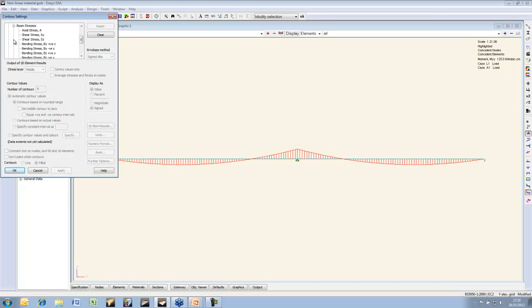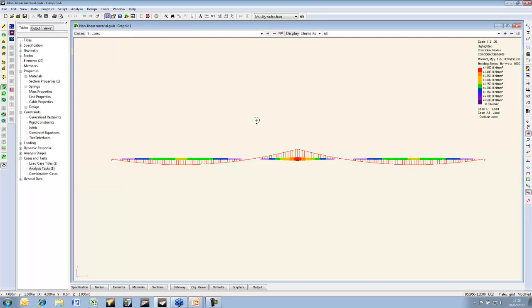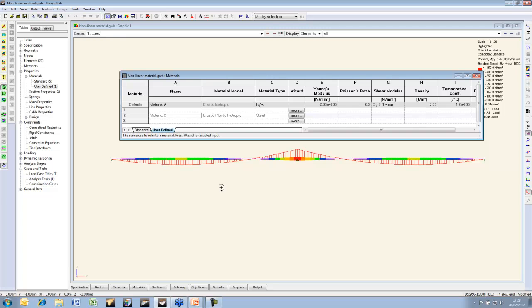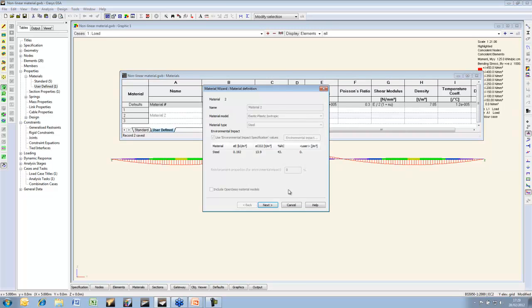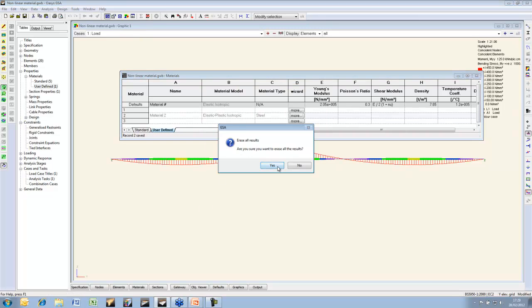If I call up the beam stresses, you'll note that the stresses at the support are higher than steel will allow. What we've done in this particular element is set up an elastic plastic material property. Let me just delete those results in a minute.